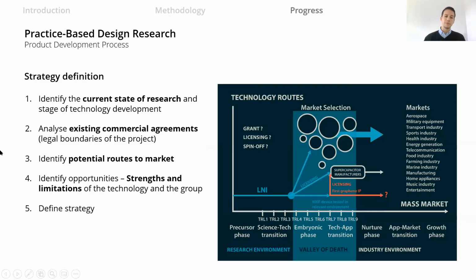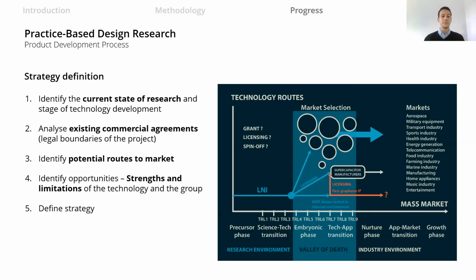For the practice-based design research, when I started implementing the framework, I started by defining a strategy for the collaboration and for the development of the technology. For this, I worked with the head scientist of the group, and we explored what was the current state of the research from the technical side, like what we can do today. Then we analyzed existing commercial agreements, because we had an industry partner and we didn't want to develop something that would have legal issues with them.